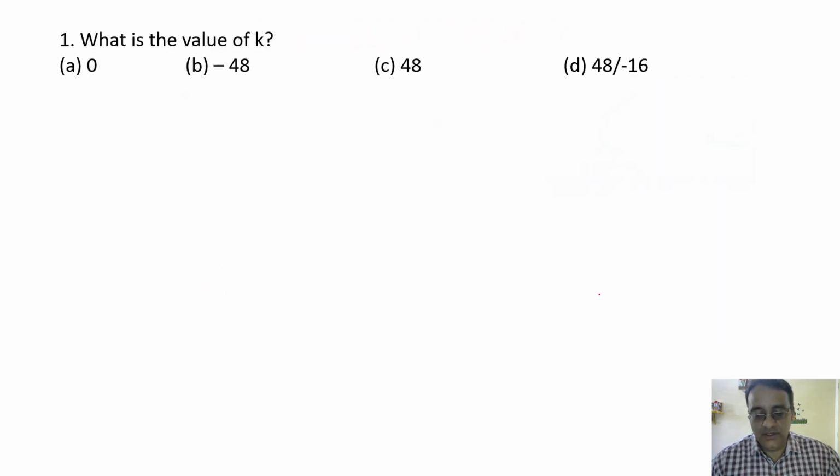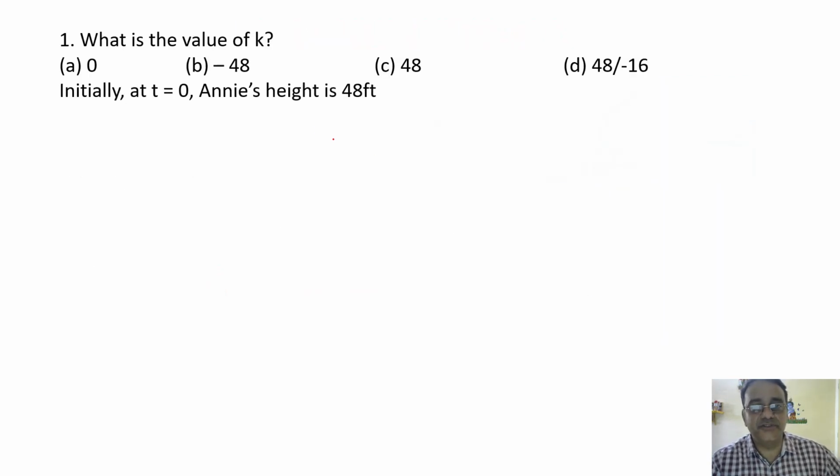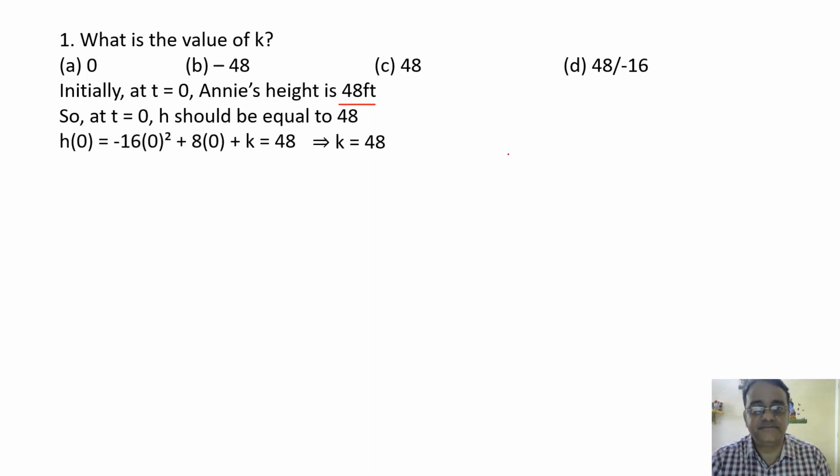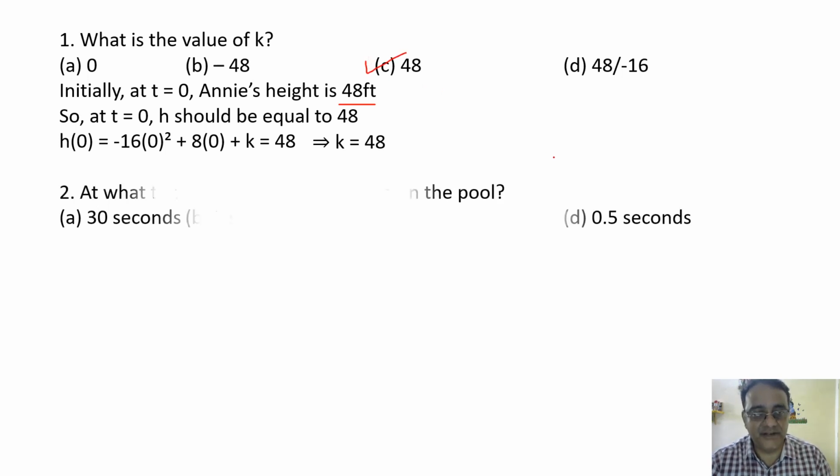So initially at t equal to 0, Annie's height is 48 feet from the water level. So at t equal to 0, we are getting h equal to 48. Right? If you substitute in the polynomial also, you will get the same answer. So k is equal to 48, and the correct option is Option C. Right. Second question.